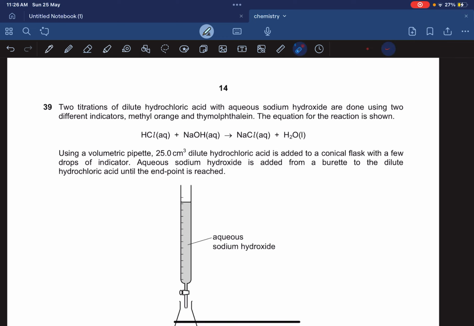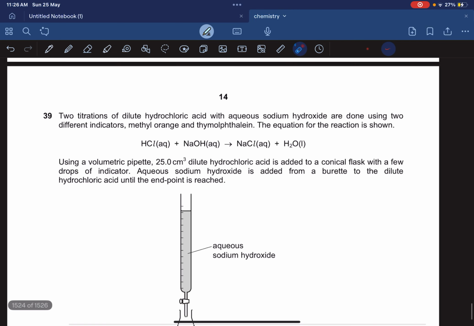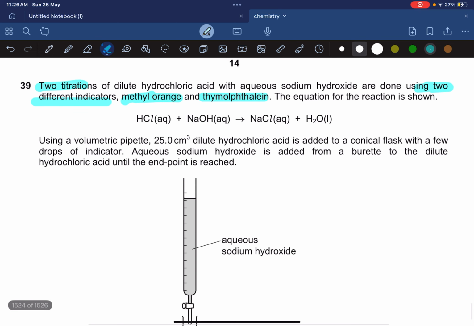Question 39 says two titrations of dilute hydrochloric acid with aqueous sodium hydroxide are done using two different indicators, methyl orange and phenolphthalein. The equation for the reaction is shown. Okay, a long question, so let's highlight the important stuff. There are two titrations being performed of dilute hydrochloric acid with aqueous sodium hydroxide. We're using two different indicators: in one, methyl orange, in one, phenolphthalein. The equation for the reaction is given.